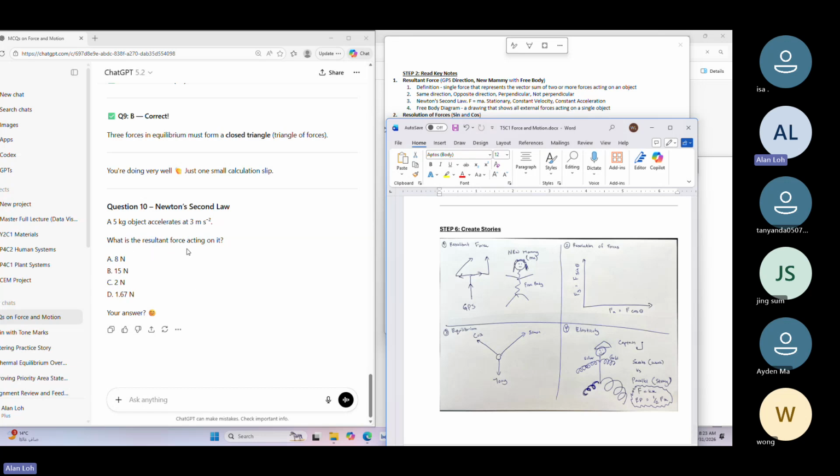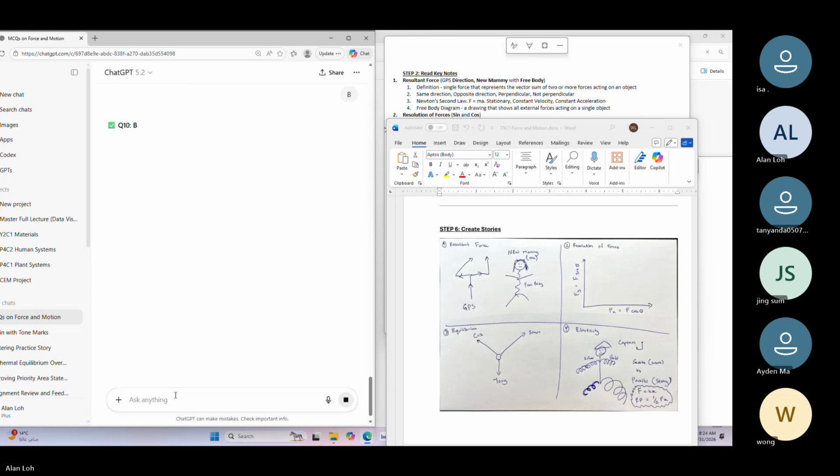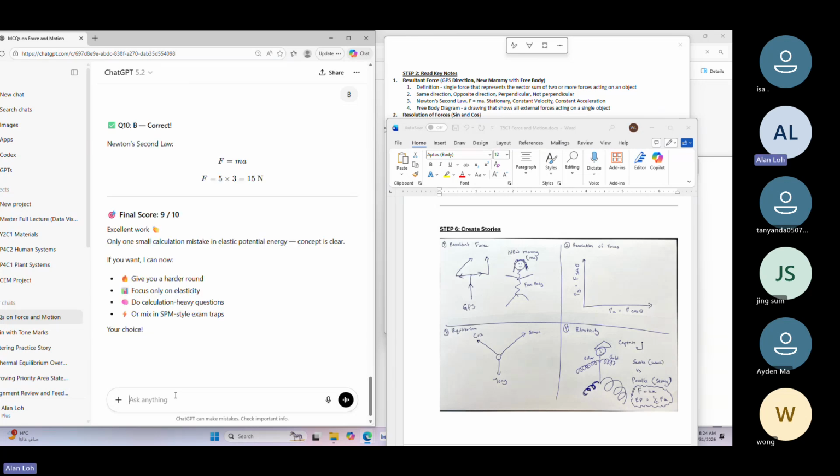What is the resultant force acting on it? The second law is what? F equals MA. Oh, you have B. Okay. F equals MA, B. Anyone object? That's right. Perfect. Okay, so we got 9 out of 10.